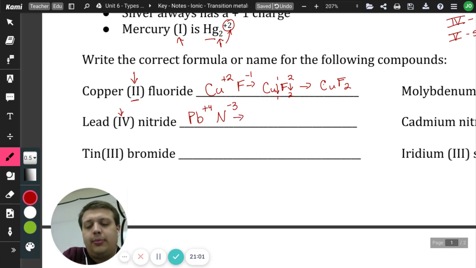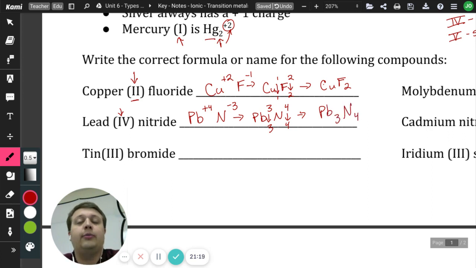So then we would swap, drop, reduce. So Pb, we get a 3 from that. N, we get the 4 from the lead. That's swap. Then we drop them down, 3 and 4. So then this turns into Pb3N4. And that would be my compound. That would be my formula.